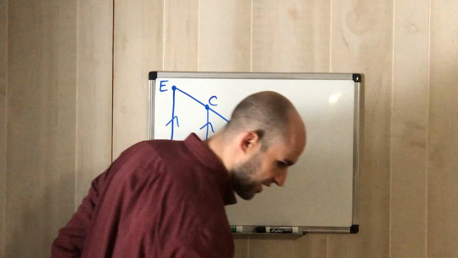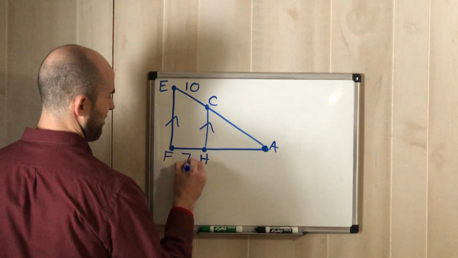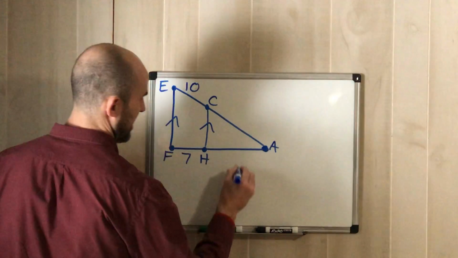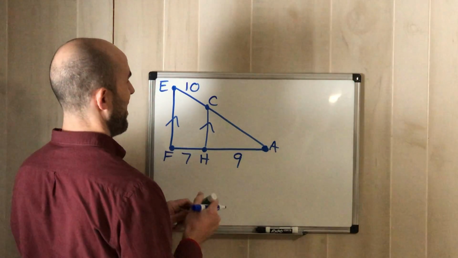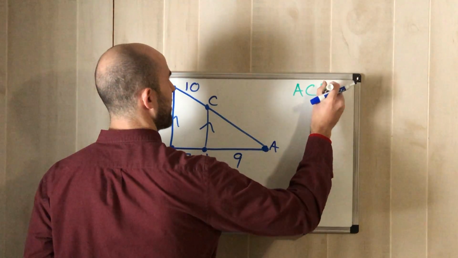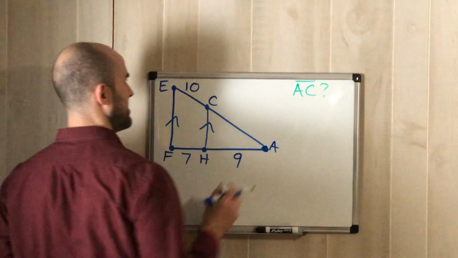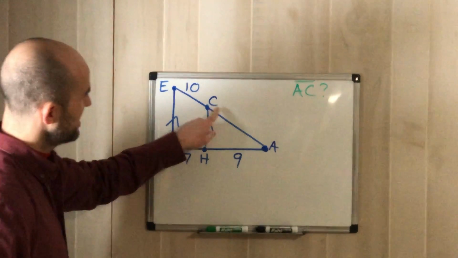And let's say that I wanted to put numbers, right? Let's say that would be 10. That would be 7. This one here would be 9, right? And what I want to find, I would want to find the length of AC. That's what I want to find. I want to find the length of AC. So which one is AC? We're looking for AC right there.